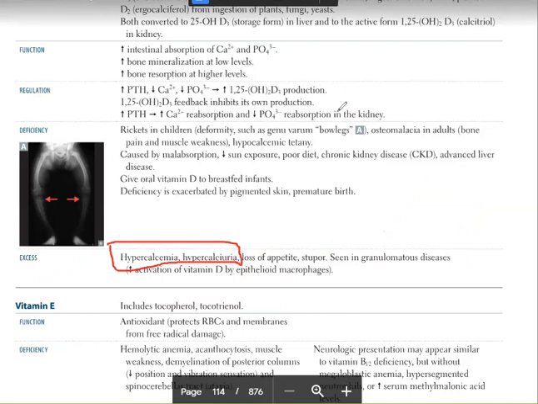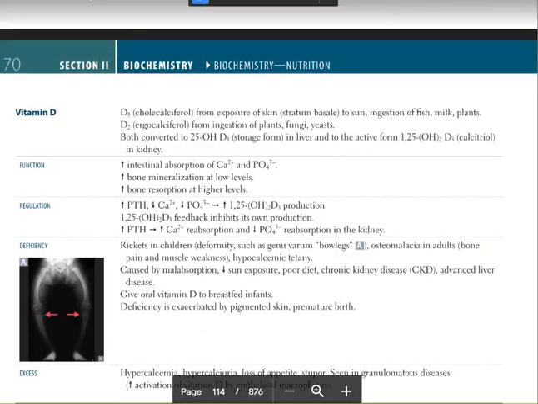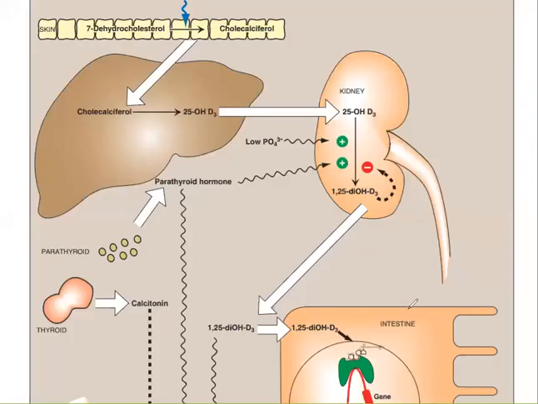So these are our last minutes of our lecture, and we have completed vitamin D. In the little time we have, let me show you the Lippincott.